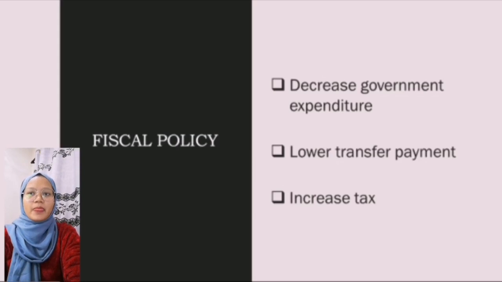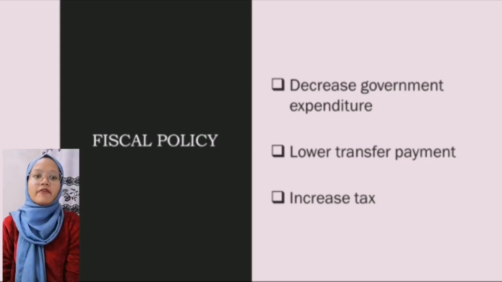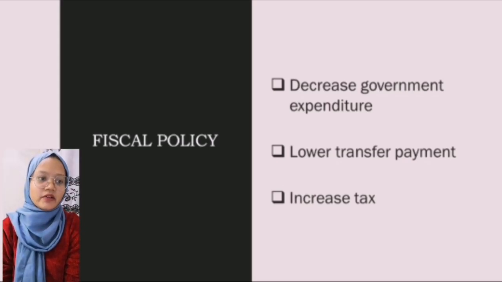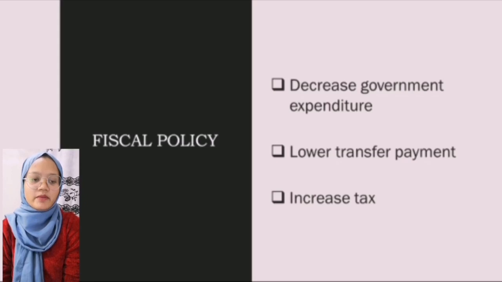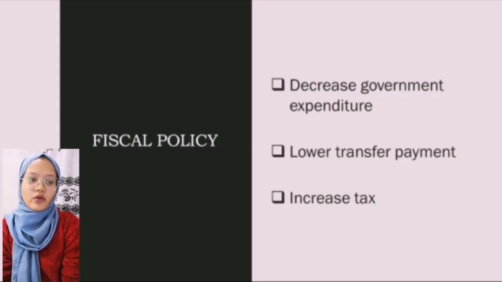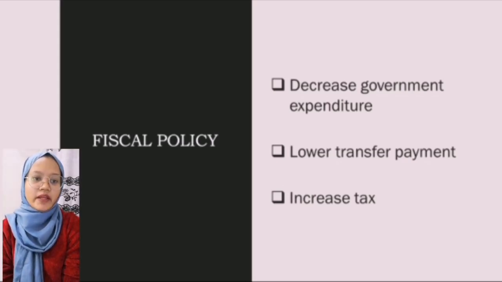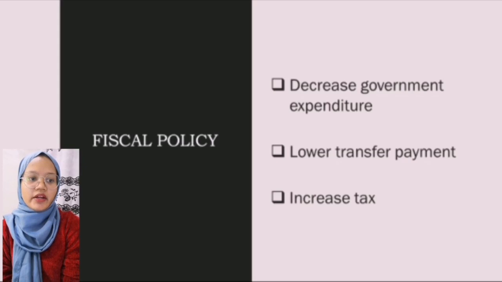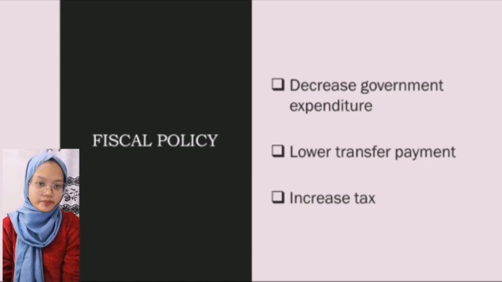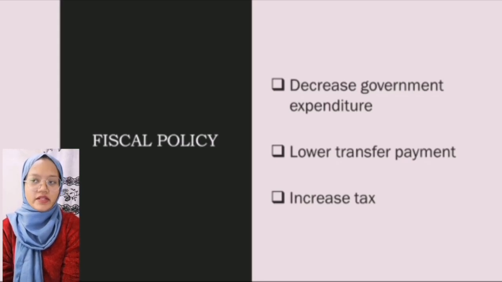So next, the fiscal policy. Fiscal policy is also known as a surplus budget. The government can implement a contractionary fiscal policy during inflation by increasing taxes or reducing government expenditure, or both. When taxes are increased and government expenditure is reduced, aggregate demand will drop and prevent the increase in the price of goods and services.